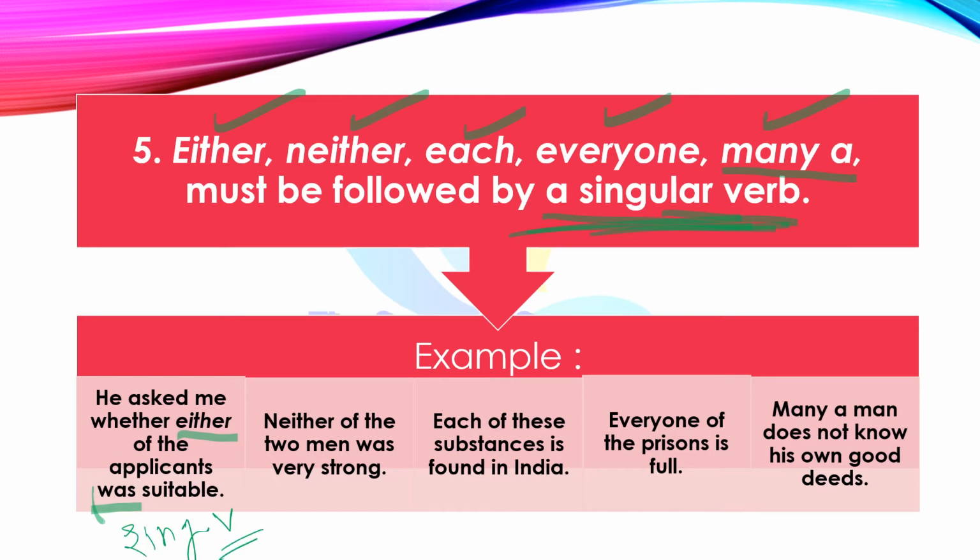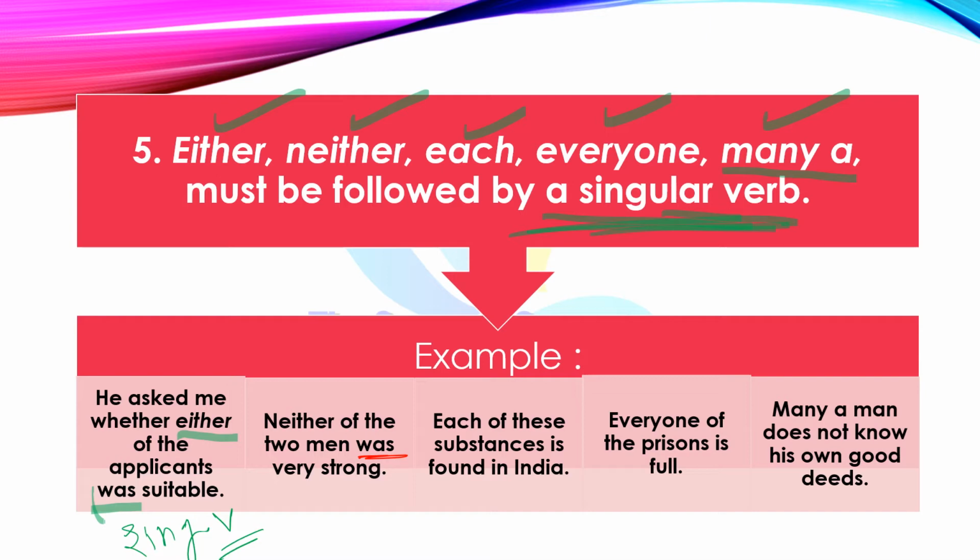Similarly, as you can see in the second example, neither of the two men was very strong. Don't get confused seeing men. Men is plural, of course, but here as per the rule, neither is used. So whenever neither is used, we will follow the singular verb form. So we used was here.